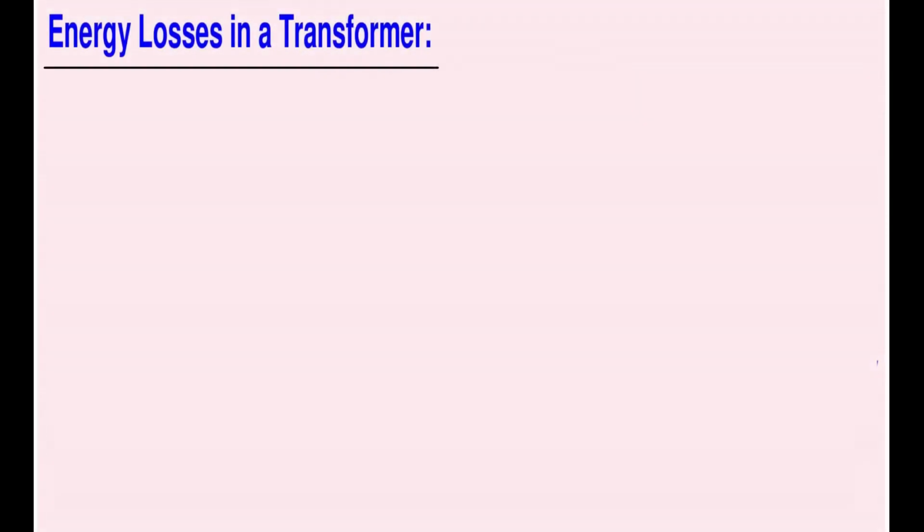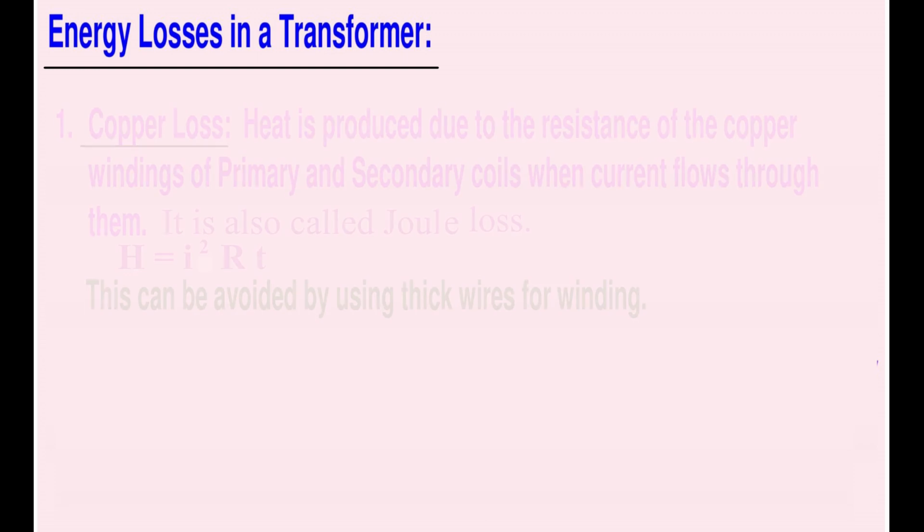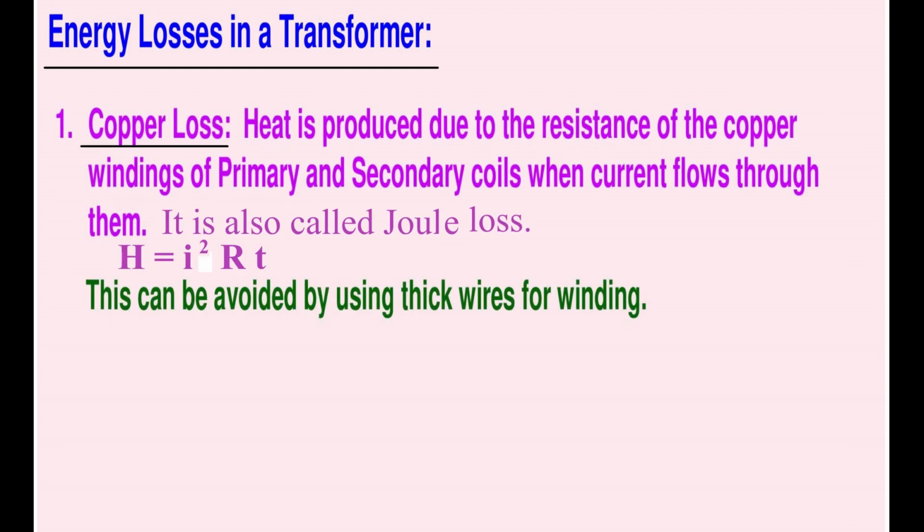Let us check the energy losses in a transformer. First one is copper loss. This is also known as Joule heating loss. We have the equation heat generated H is equal to I square RT, where R is the resistance of the conductor. Therefore, to minimize the energy loss due to heat, the resistance is to be made minimum. For this, thick wires can be used and least resistance and economically viable metals can be used as conductors.